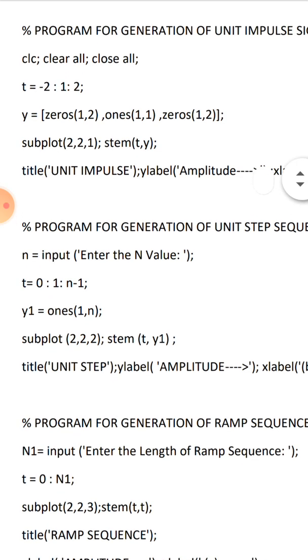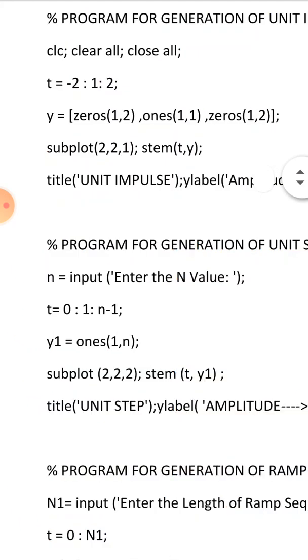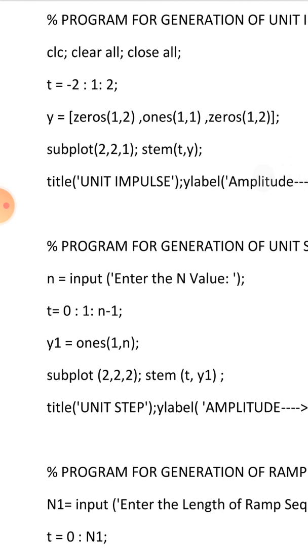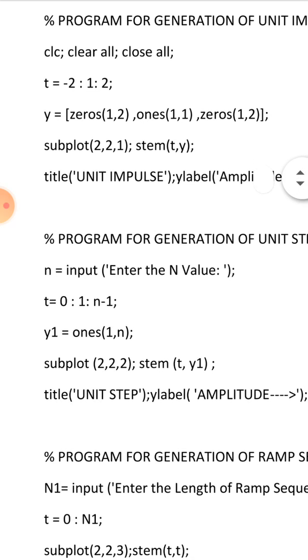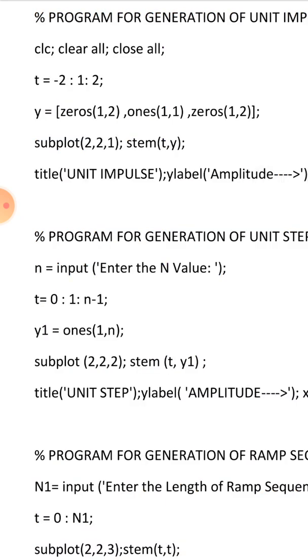And then now we are creating a variable t equal to -2:1:2. So we are trying to create the time interval of your signal. -2 is the starting point of your signal. 1 is the increment of the signal. So -2 and then the next point will be -1 and then 0 and then +1 and the end point is +2. So this is how you give the time limit for your signal.